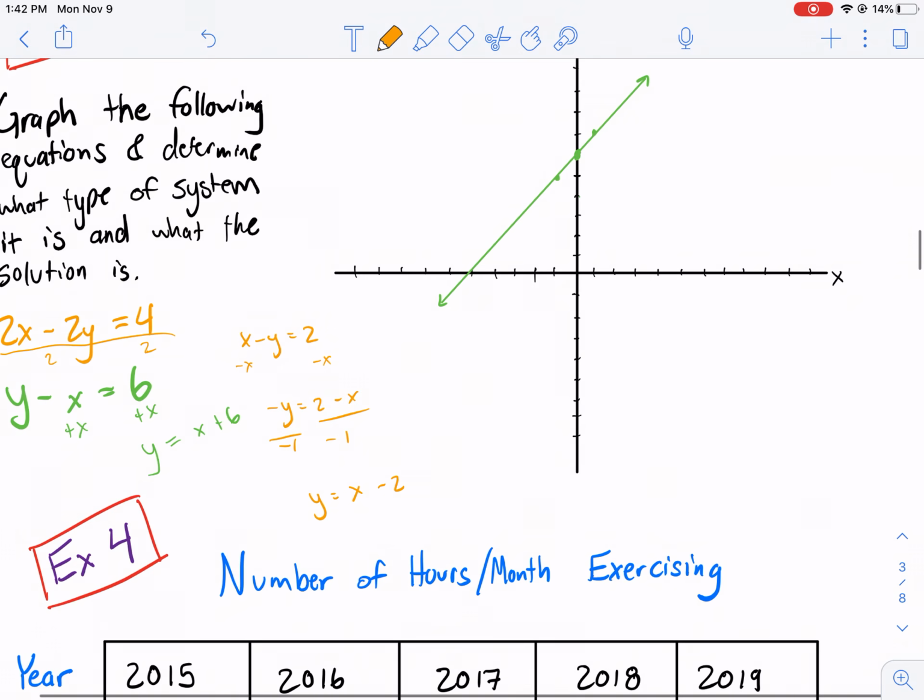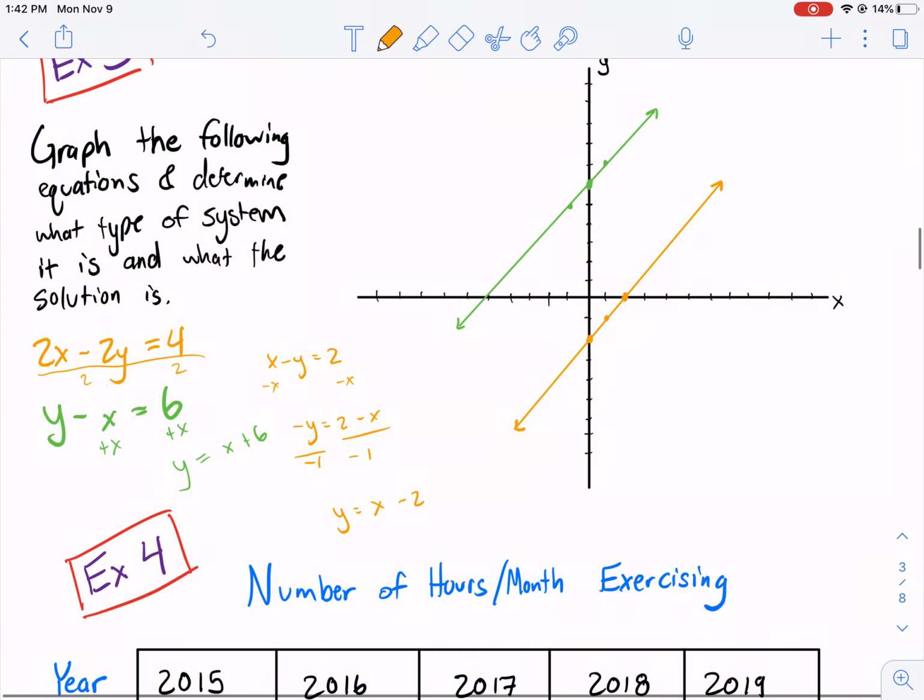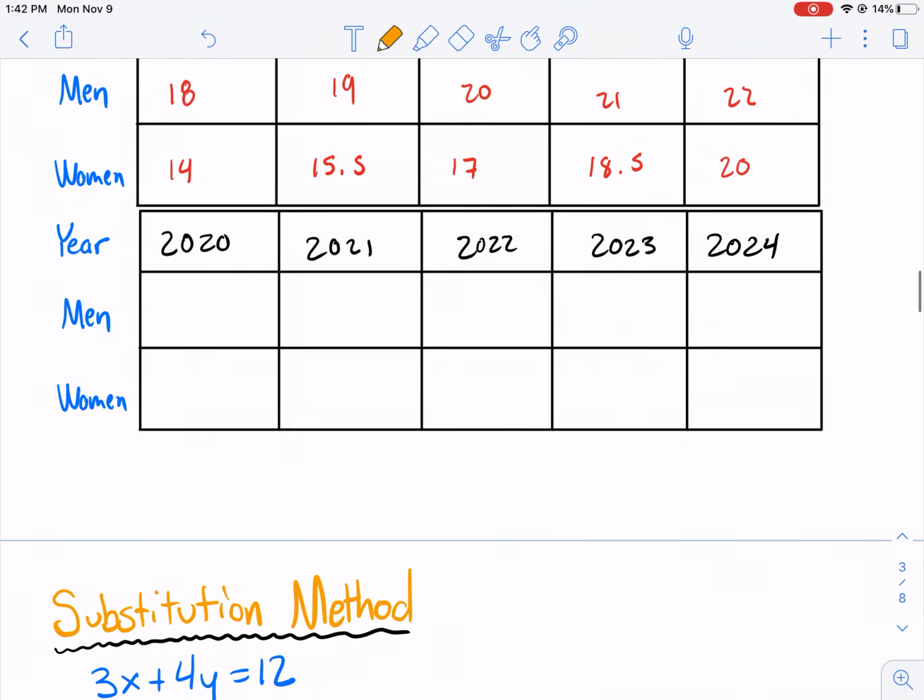So I'm going to start at negative 2, and then go up 1, to the right 1, up 1, to the right 1. One thing you should notice, they have the same slope. They both have a slope of 1. We have 1x in both equations. Therefore, this is inconsistent with no solutions because they're parallel and they will never touch.